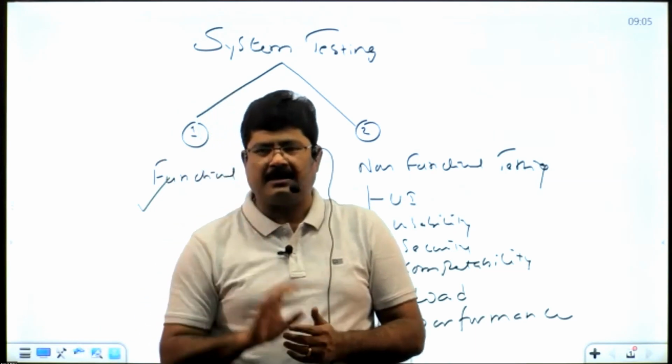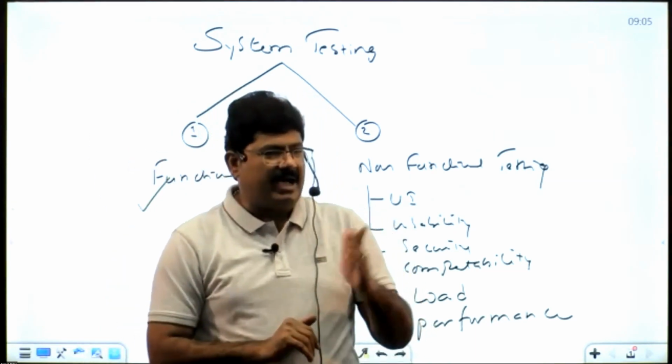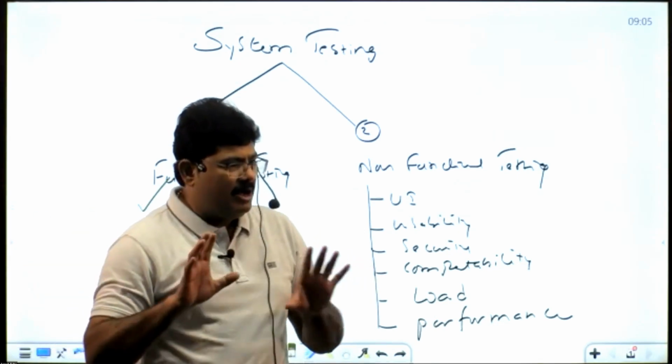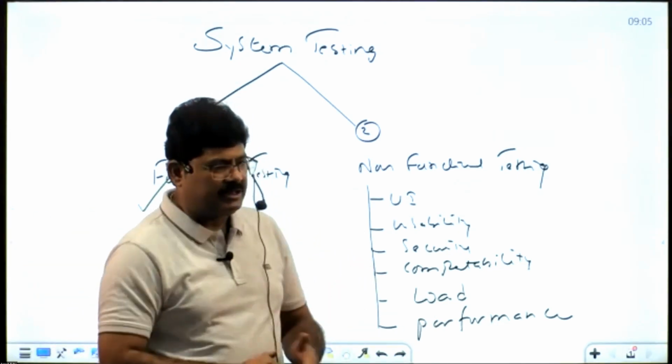Branch name minimum 6 characters, maximum 40 characters. 5 characters it should not accept. 41 characters it should not accept. Are you focusing like this during smoke testing? No.